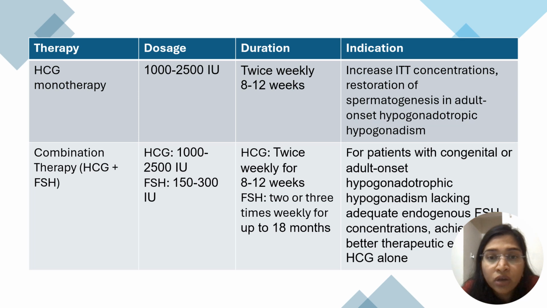If it's a congenital one, or if the adult one is not responding, then we can give combination therapy, that is hCG plus FSH. FSH in the form of HMG, recombinant FSH or urinary FSH. hCG 1000 to 2500 international unit, FSH in a dose of 150 to 300 international unit. hCG we have to give twice weekly for 8 to 12 weeks. FSH we have to give 2 or 3 times weekly for up to 18 months. It is for patients with congenital or adult onset HH that lack adequate endogenous FSH concentration, and it has been shown to achieve better therapeutic efficacy than hCG alone.